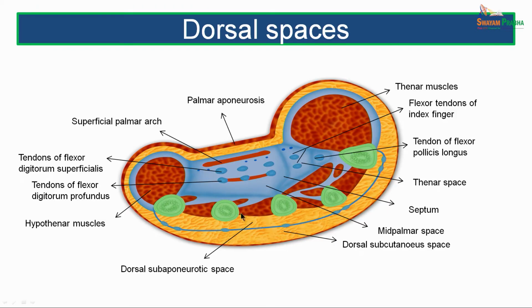This picture shows us these dorsal spaces. Dorsally, we see here the dorsal subcutaneous space. Deeper to it are the extensor tendons with the fibrous sheets in between them, and deeper to this is the dorsal subaponeurotic space. So, two dorsal spaces, the dorsal subcutaneous space and the dorsal subaponeurotic space.